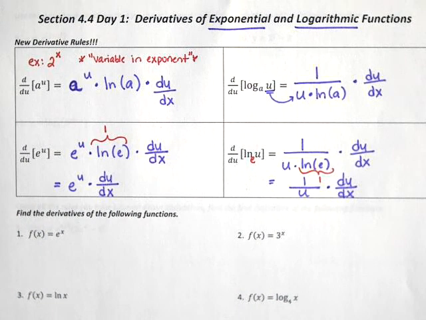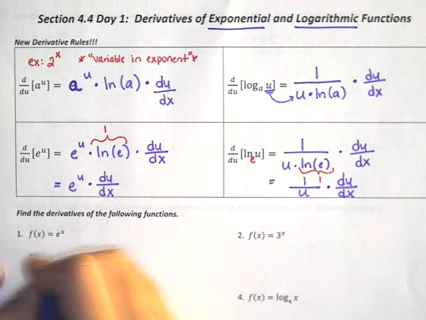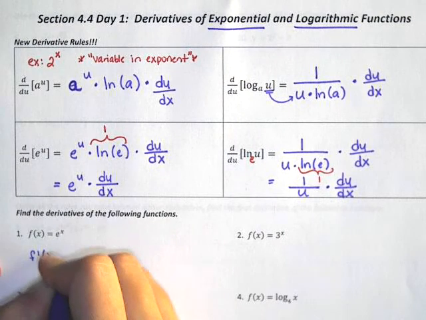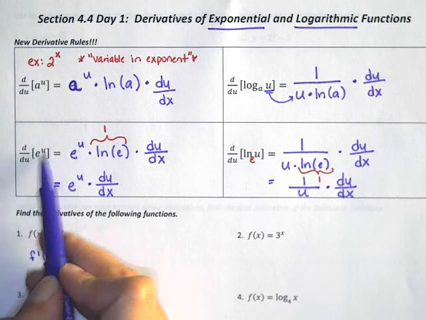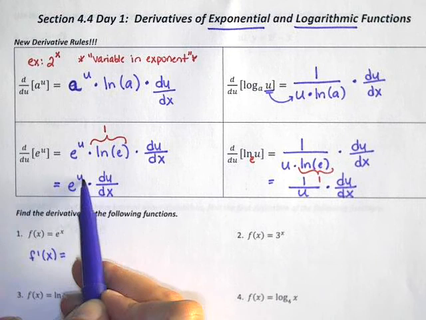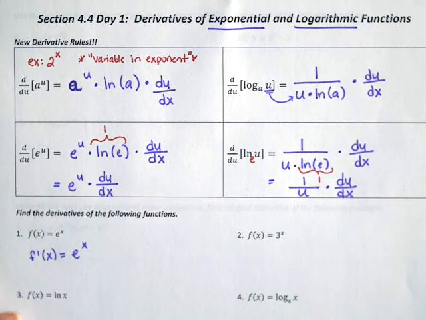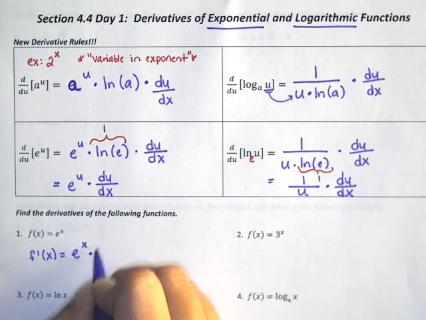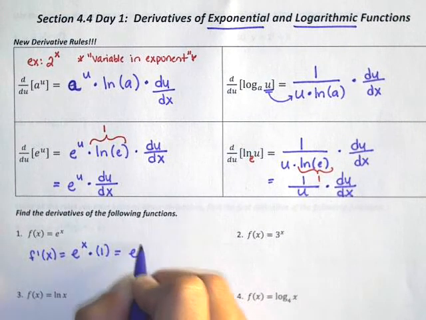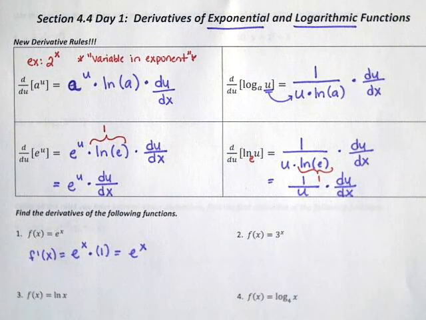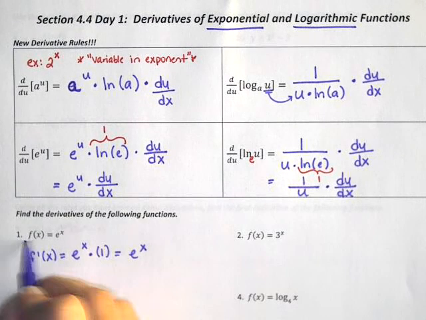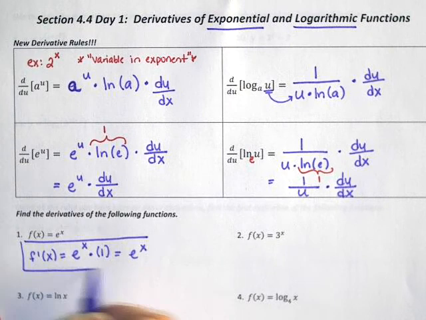Here it says f of x is e to the x. Find the derivative. The derivative of e to the stuff is e to the stuff times the derivative of the stuff. So the derivative here would be e to the x times the derivative of x, which would just be 1. So your answer would just be that the derivative of e to the x is e to the x. That's it. He is his own derivative.